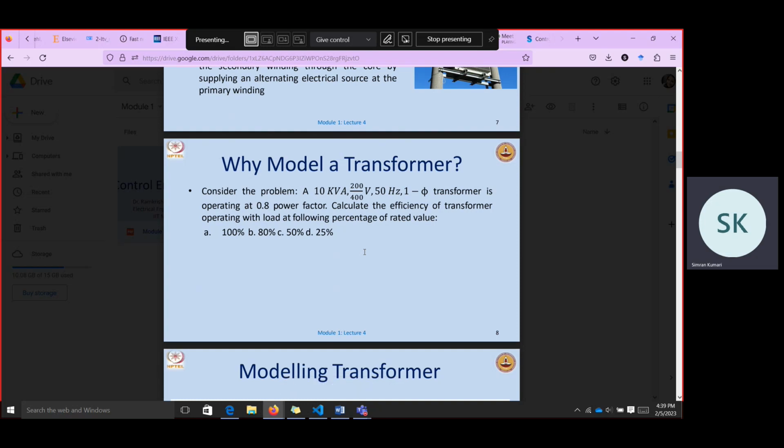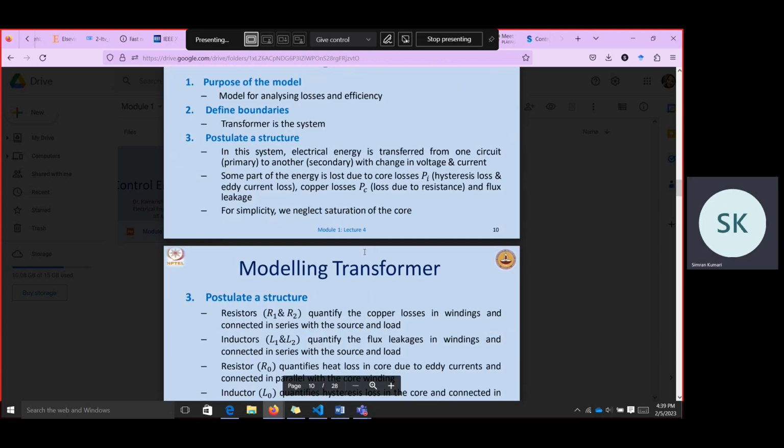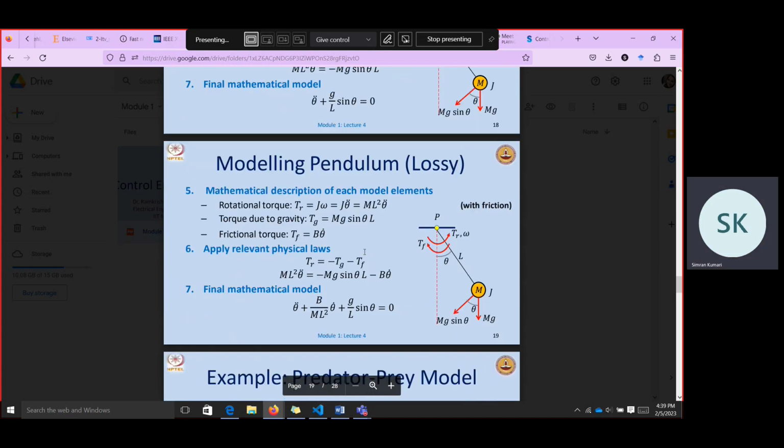Like if we are trying to find the efficiency of a transformer for different loads. Since the purpose is to find efficiency, we model it such that the model shows the losses in the transformer, and this is how it is modeled. So all those things have been discussed.